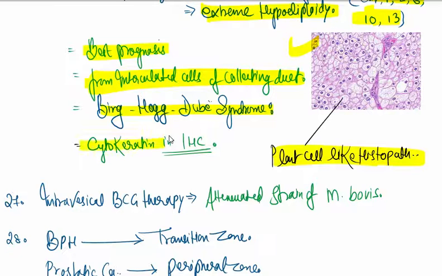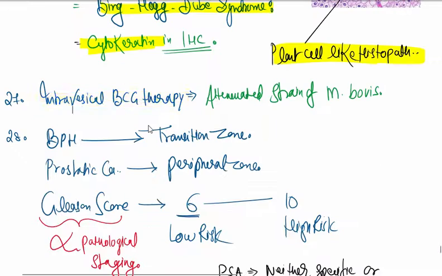Next one, intravesical BCG therapy is what is used here. An attenuated strain of M. bovis is used.